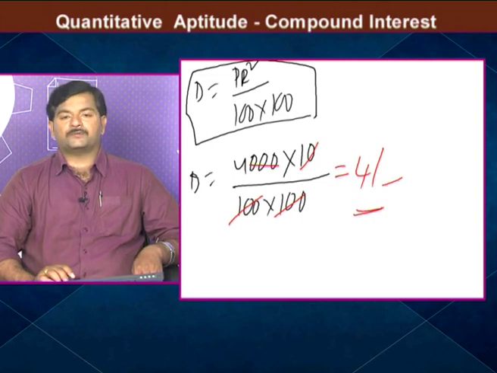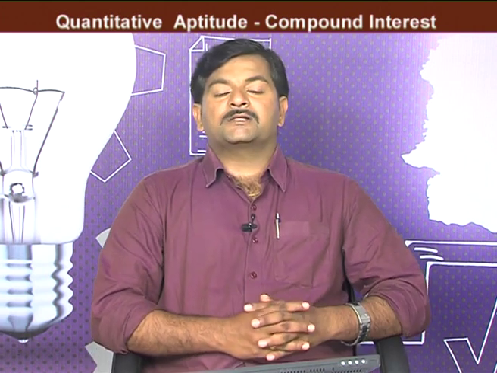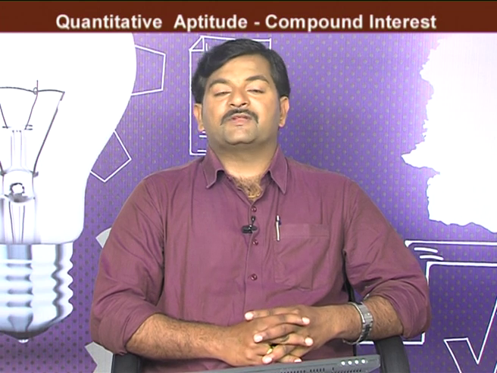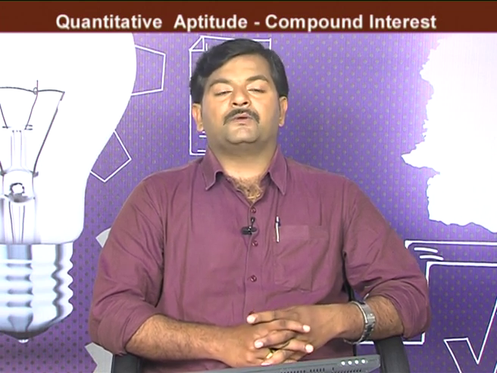I hope you understood this question. Directly substituting the corresponding values in the formula, we will get the answer. D is equal to PR square by 100 into 100. If it is for 3 years, D is equal to PR square into 300 plus R by 100 into 100 into 100. So this is the case.